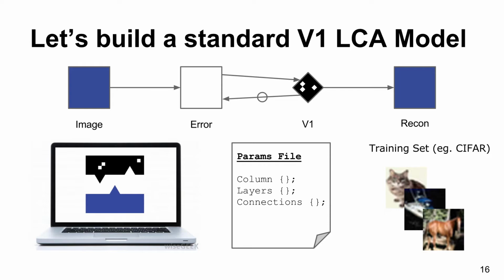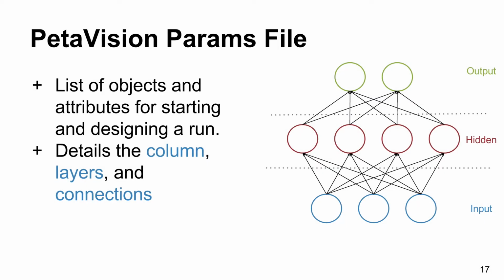At this point, it's assumed that you have an installation of PetaVision on your computer or cloud. You have a params file that you can work with, and finally that you have some training set, and we'll just use Cypher as an example to experiment on. So the point now moving forward is, what is this params file? The params file is essentially just a list of objects and attributes for starting and designing your run, using the same sort of artificial neural network thinking. The data is organized into layers and connections, and the whole thing sits inside of a column.